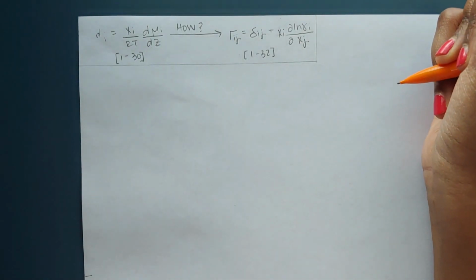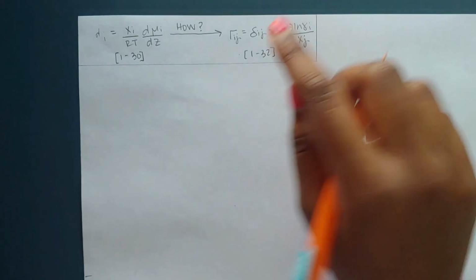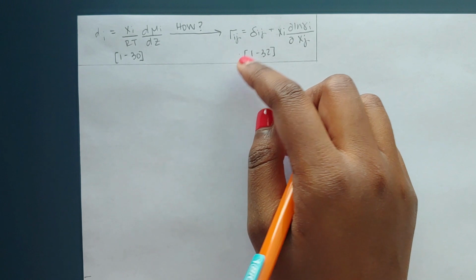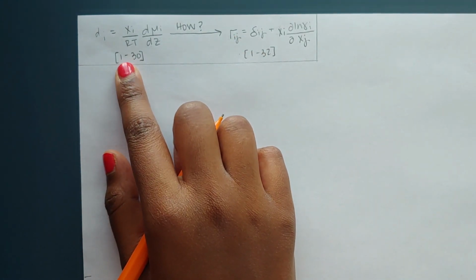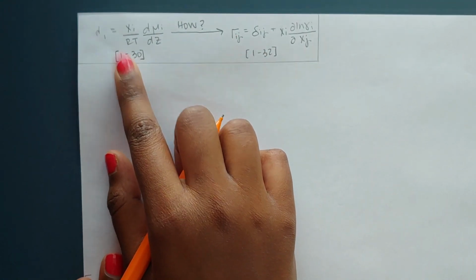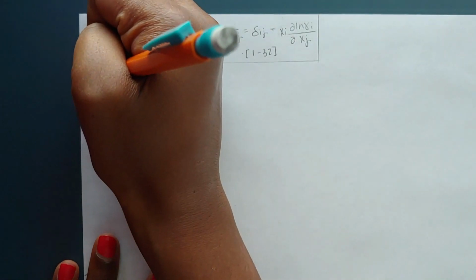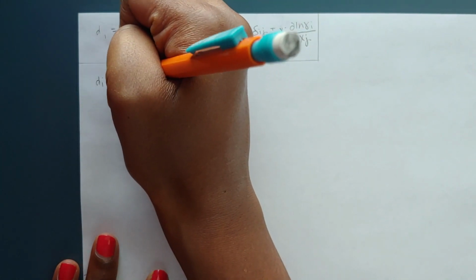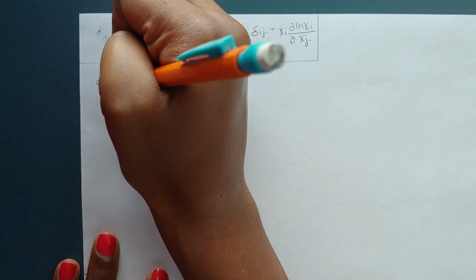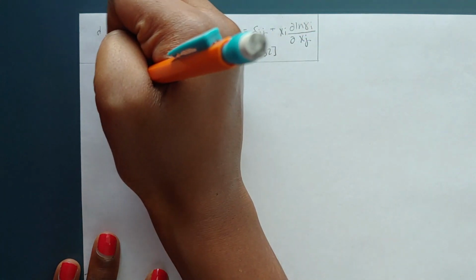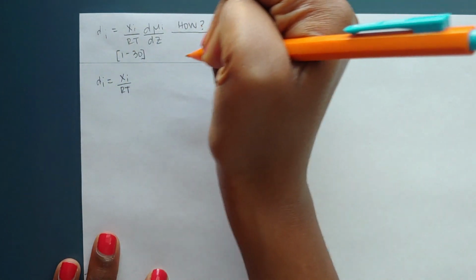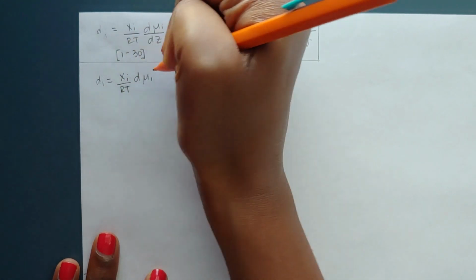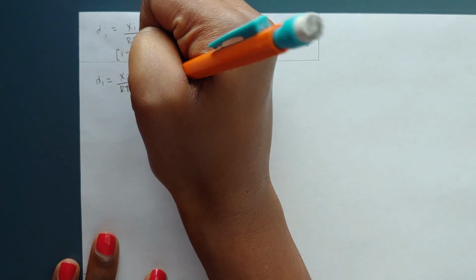So I'm going to be showing how to derive the thermodynamic factor matrix, equation 132, from equation 130, which is the driving force. So we're going to start with the driving force equation here, which is the driving force of component i, which is equal to the mole fraction of component i over RT, multiplied by the derivative of the chemical potential of component i over dz.